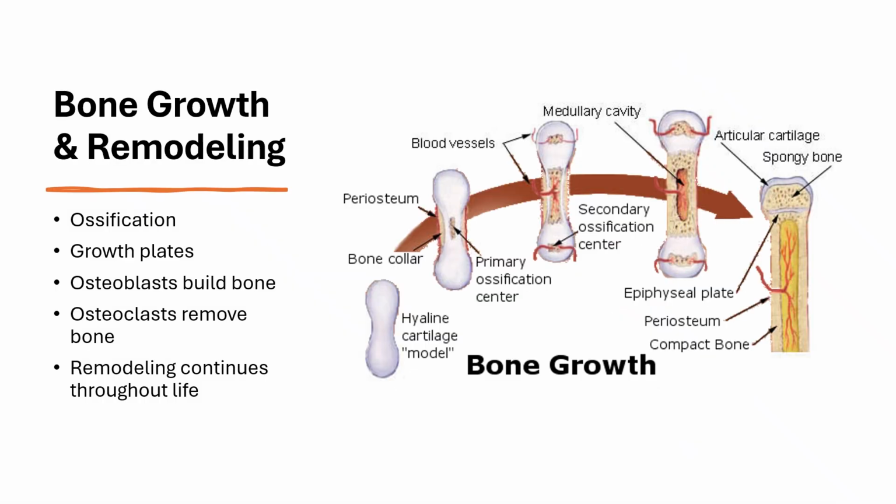Bones begin as cartilage during early development. Through ossification, cartilage is gradually replaced by bone tissue. Growth plates allow bones to lengthen during childhood and adolescence. Osteoblasts build new bone, while osteoclasts remove old bone. These two cell types continuously remodel the skeleton throughout life. Remodeling keeps bones strong and helps repair damage.